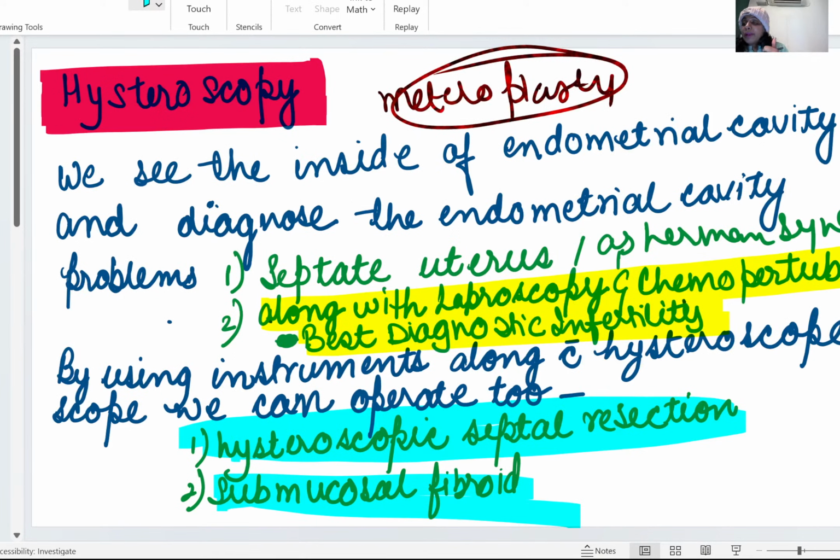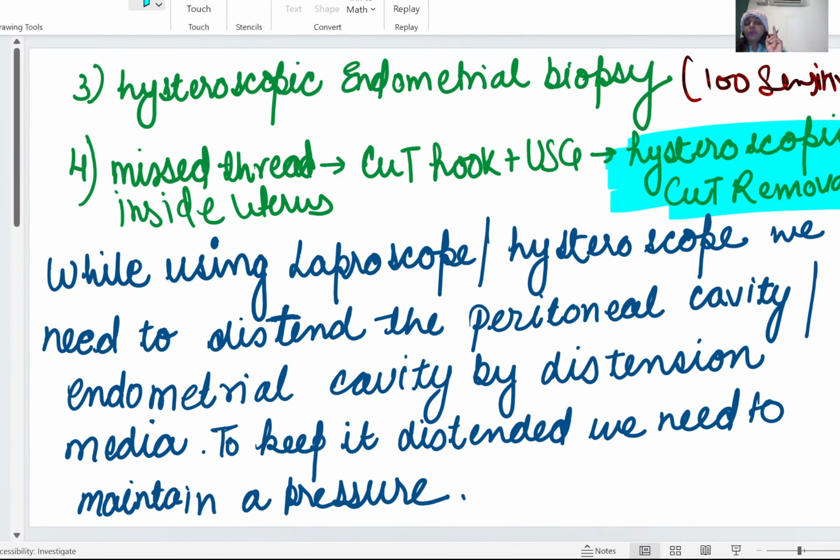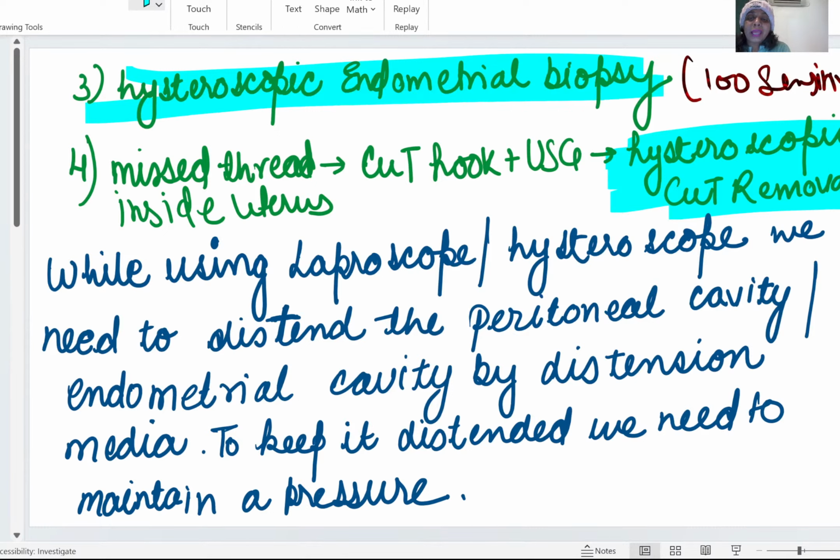Once again, number one is hysteroscopic septal resection for septate uterus, then submucosal fibroid removal. On all this there is one PYQ. Hysteroscopic endometrial biopsy is the most sensitive, 100% sensitive method. And if the copper T is inside the uterus, the thread is missed and it is not removed with the copper T hook, then of course we do hysteroscopic copper T removal.